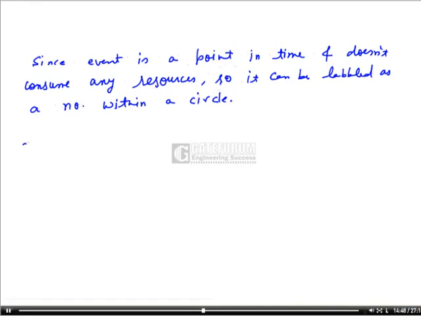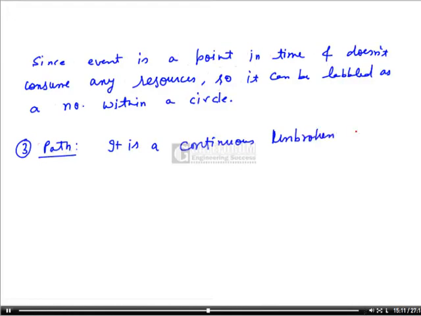Now the next point, the third point, is path. Path is a continuous unbroken chain of activities from the initial event to the last event. So it is a continuous unbroken chain of activities.